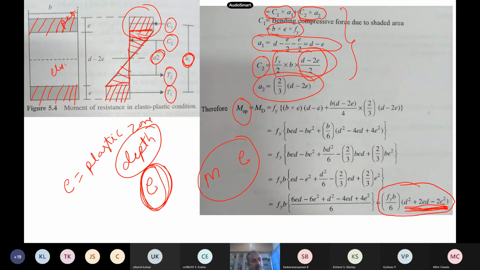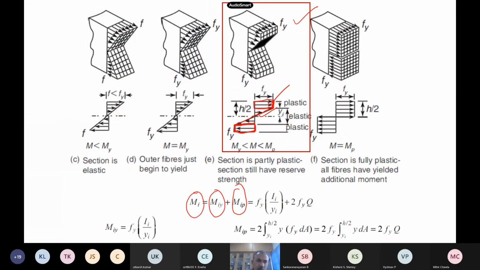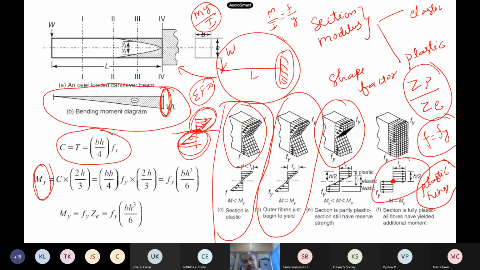Second degree, or quadratic. E squared basically, you followed, right? So what does it tell you? What is the most important thing we find here? If you see these expressions, how does the bending moment vary in a cantilever beam? Linearly. But the depth of the plastic region, how does it vary with bending moment? Quadratic. So you can see here, this is a quadratic thing.